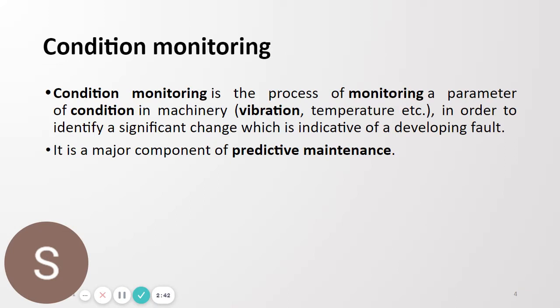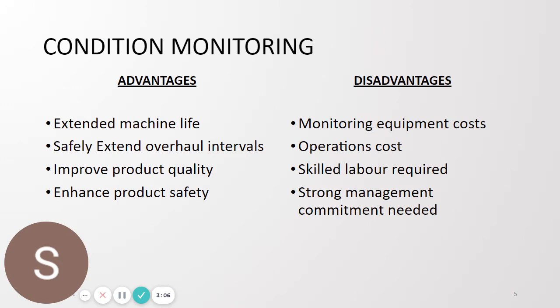Condition monitoring is the major component of predictive maintenance. In condition monitoring, we monitor parameters of the machine such as vibration, temperature, etc., to identify a significant change which indicates a developing fault. The following are the advantages and disadvantages of condition monitoring.